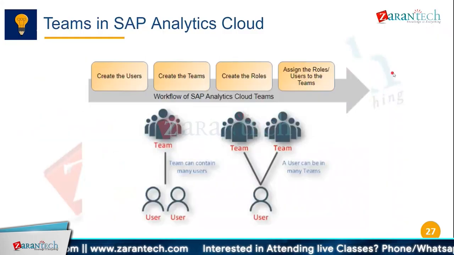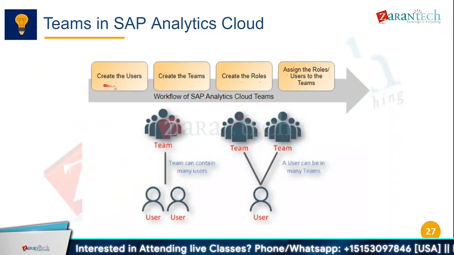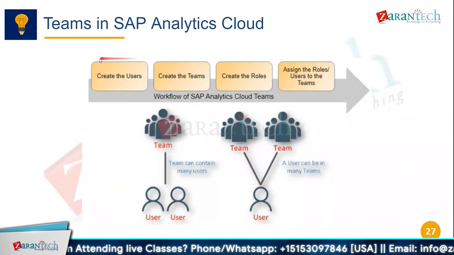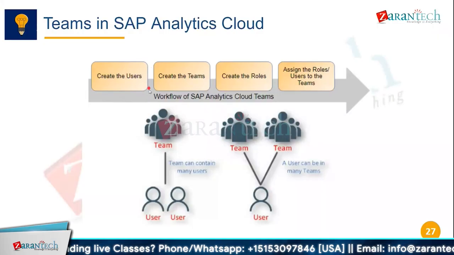So this is how the flow looks. Basically you create the users, then you create the teams, then you create the roles, then assign the roles to the users or the teams. First you onboard, say, 10 users. These 10 users are coming from 2 different teams: one is the BA team, one is the planning team. So 5 users to the planning team, 5 users to the BA team. You create 2 teams and assign these 5 users to each team.